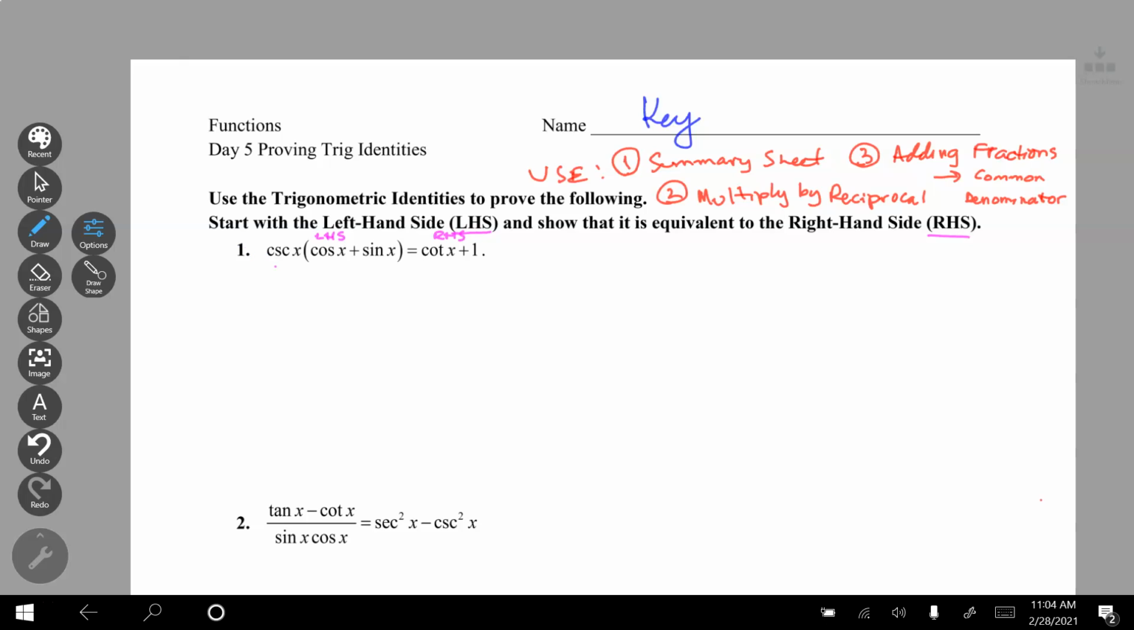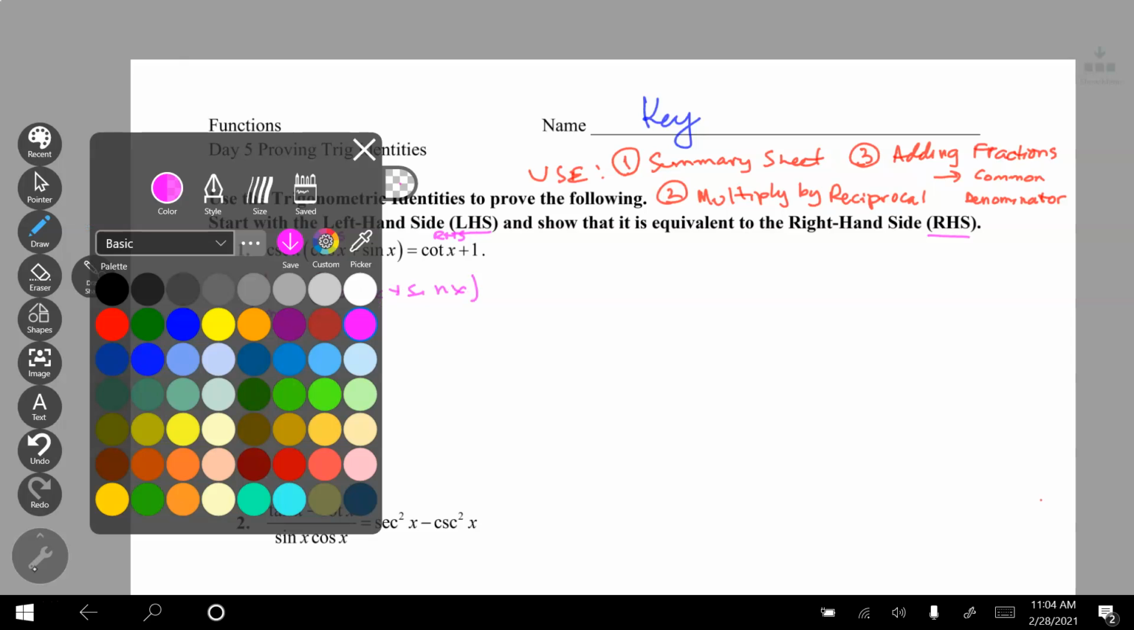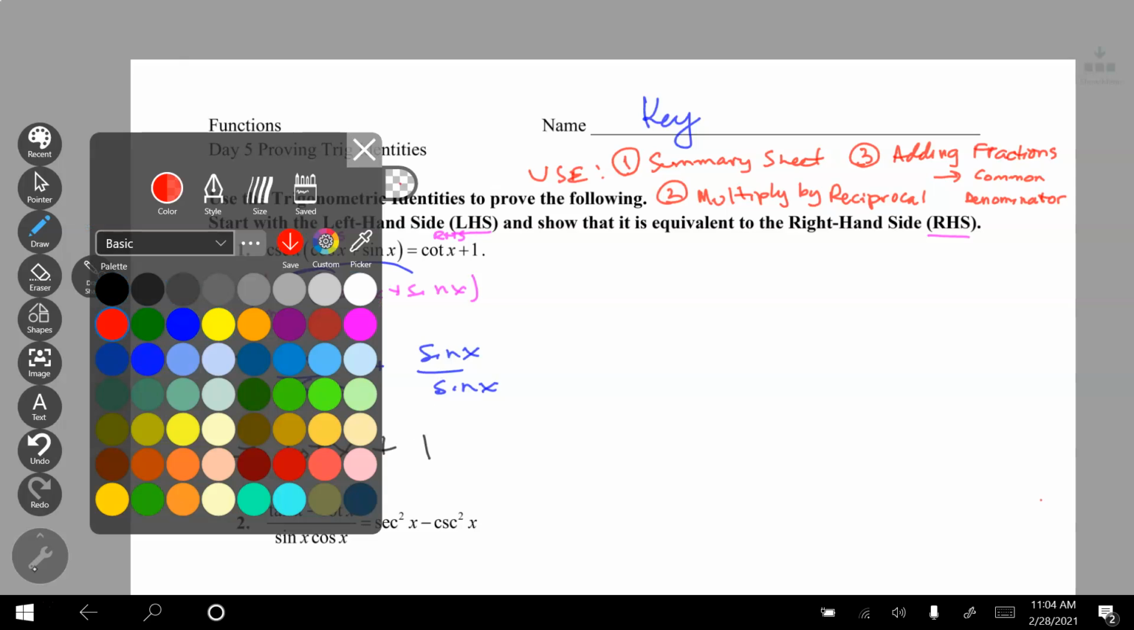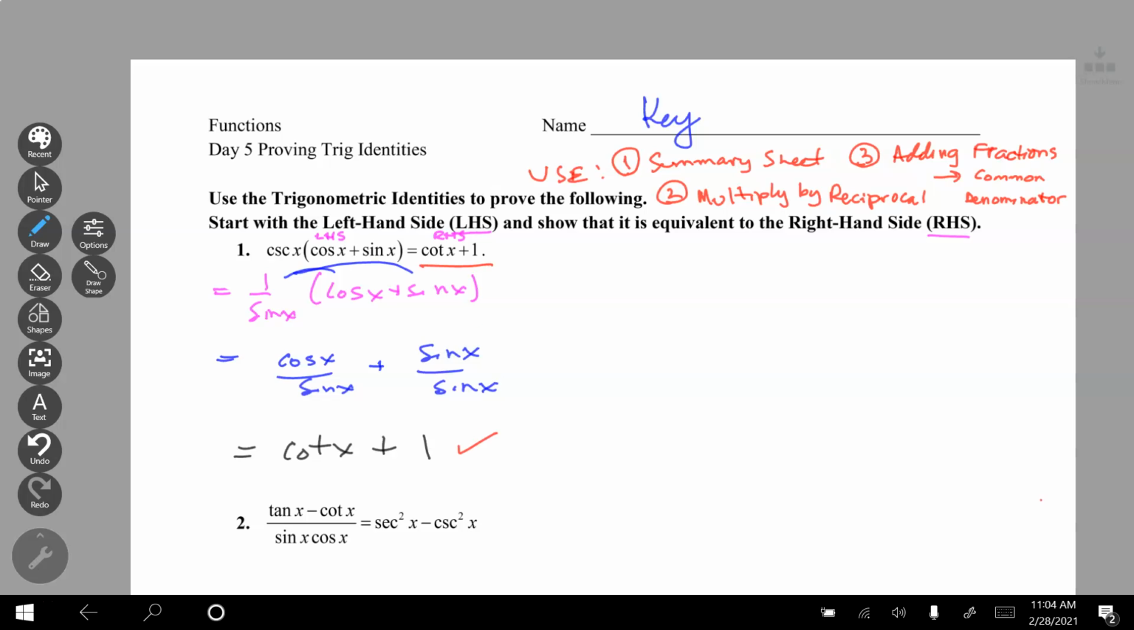If I want to rewrite this, cosecant is just 1 over sine of x. There's really nothing else to rewrite here. Sine and cosine is about as easy as you get. What I can do now is distribute. And I get cosine x over sine of x plus sine of x over sine of x. And cosine over sine is cotangent of x plus sine over sine is 1. And I got what I want. It's as easy as that.